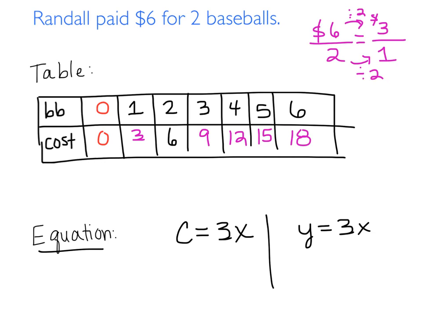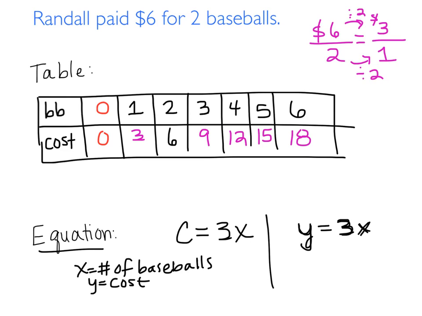We should always try to make sure we say what everything stands for. So I'm going to say the X is the number of baseballs, and the Y stands for the cost. So to find my cost, I do $3 times how many baseballs I buy. This is a proportional situation because it's changing by the same amount every time. The unit rate is 3. Every single baseball costs $3.